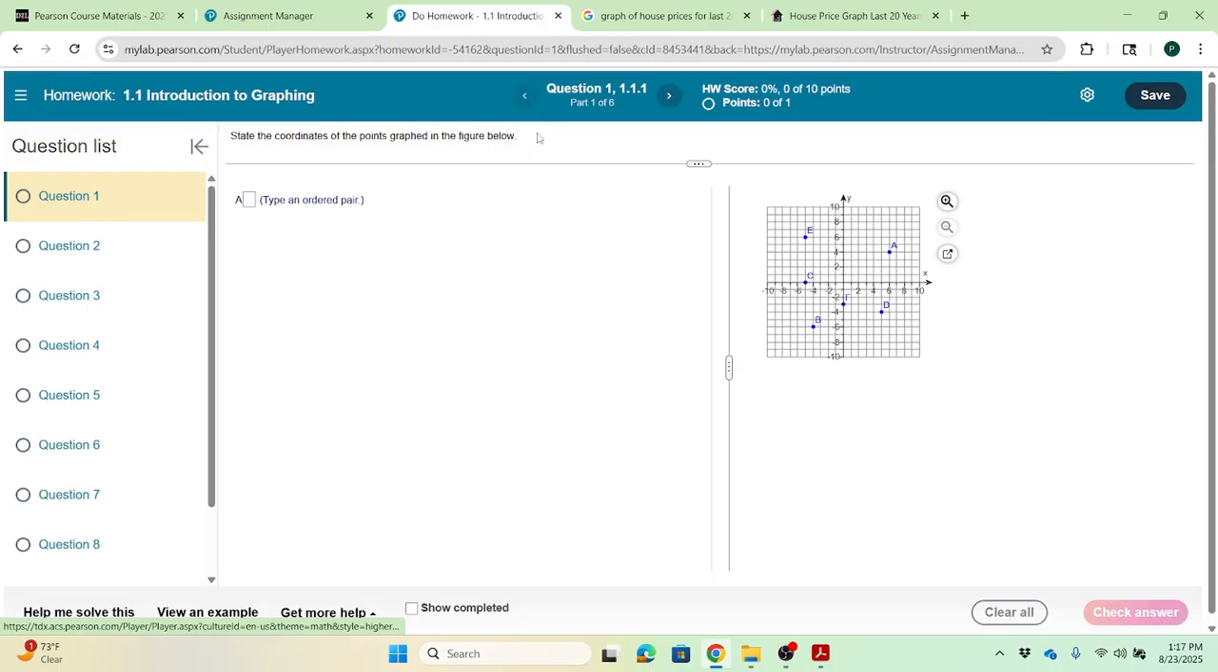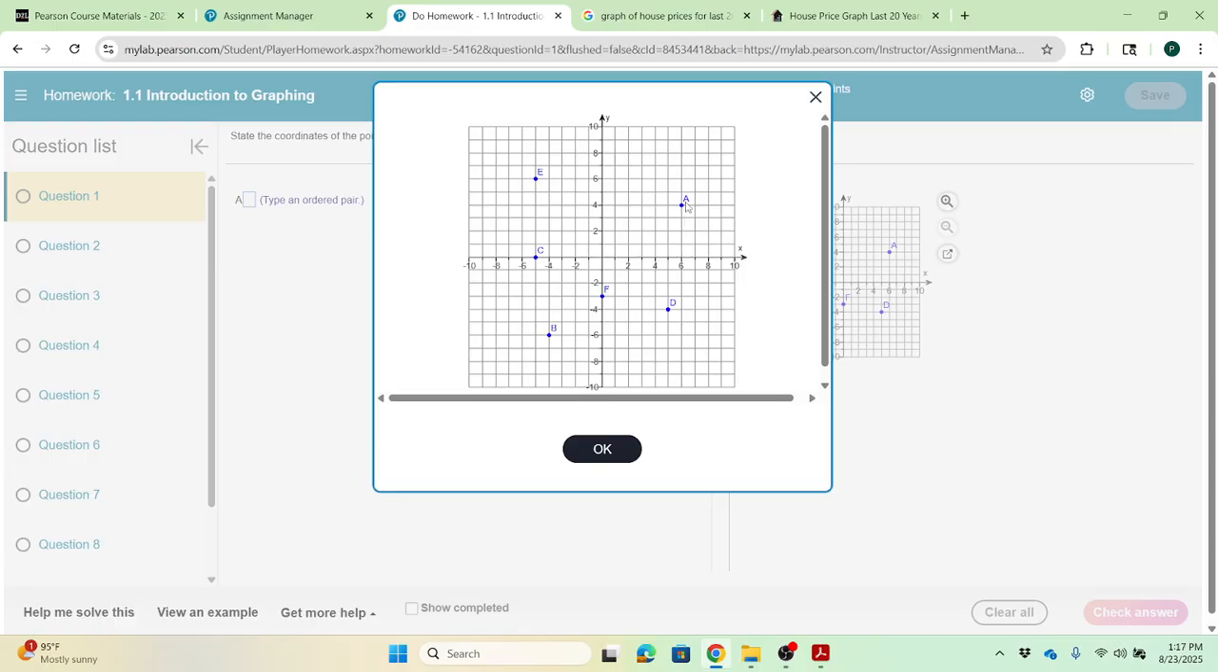Okay, let's look at some problems from homework here. Start with number 1. State the coordinate of the point graphed in the figure. If you click here, we are interested in finding the coordinate of A. To go to A from the origin, you can see that you have to walk 6 units on the x-axis and 4 units on the y-axis.